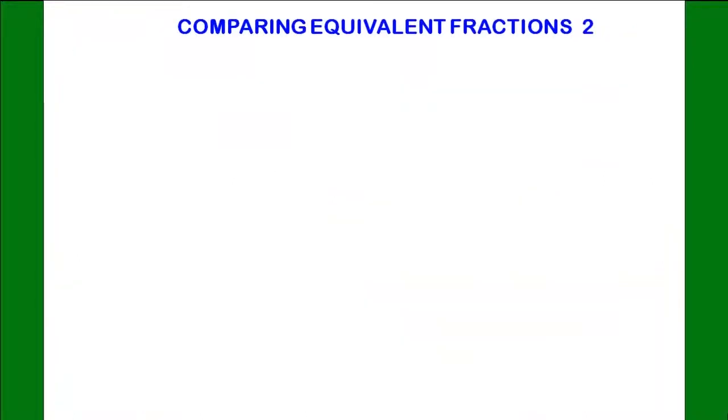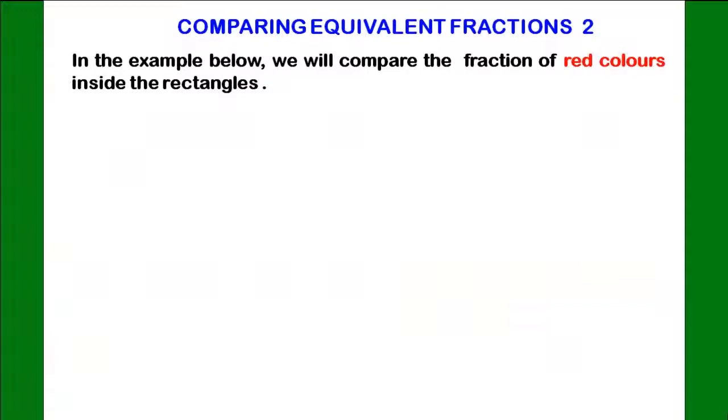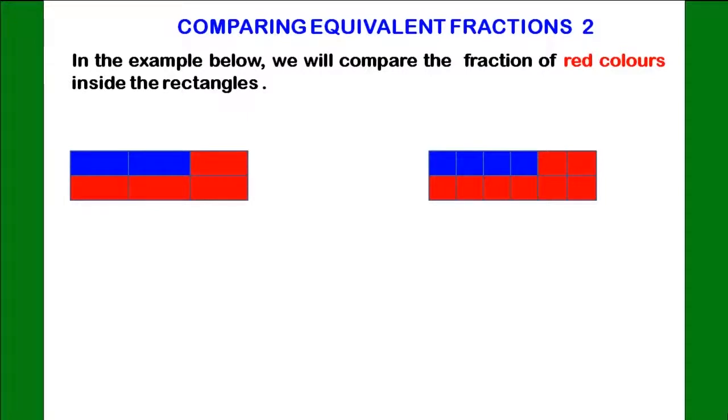Let us consider another example. In this example, we will compare the fractions of red color inside two rectangles. The first rectangle is divided into 6 equal parts. 2 parts are colored blue and the remaining 4 are colored red. The second rectangle is of same length and breadth with the first rectangle, but this is divided into 12 equal parts. 8 parts are colored red and the remaining 4 are colored blue. Now let us find the fractions of the red color in the two rectangles.